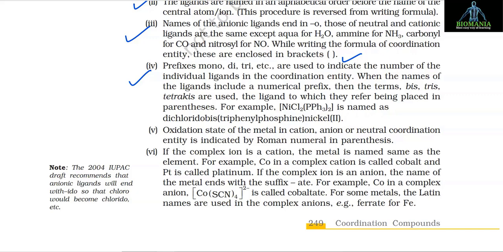Prefixes are used to indicate the number of the individual ligands in the coordination entity. When the names of the ligands include a numerical prefix, then the terms bis, tris, and tetrakis are used, the ligand to which they refer being placed in parentheses. For example, NiCl2(PPh3)2 is named as dichloridobis(triphenylphosphine)nickel(II).